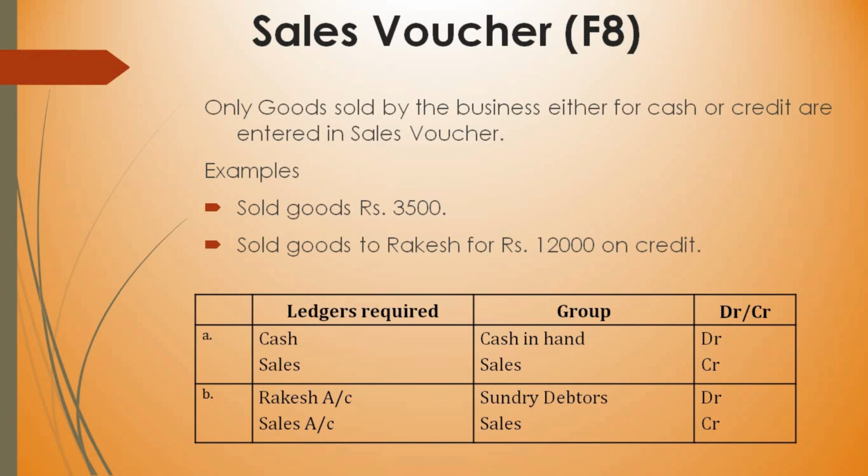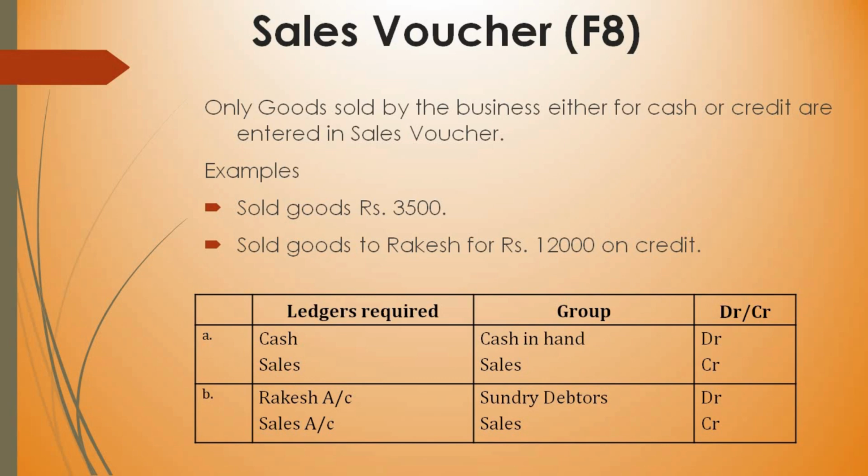The next voucher is F8, that is the sales voucher. It's very easy. Goods sold by the business, either for cash or credit, are entered in the sales voucher. No other entries. If you're selling any other things, properties or assets, they will not come under the sales voucher. Only the goods sold by the business are entered in the sales voucher.